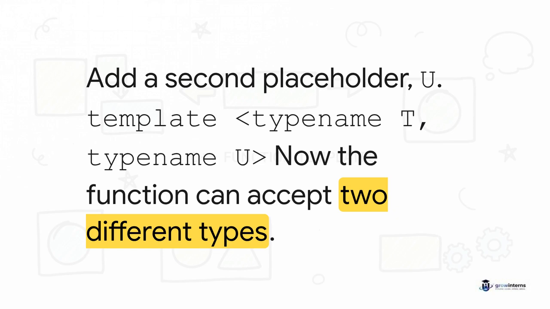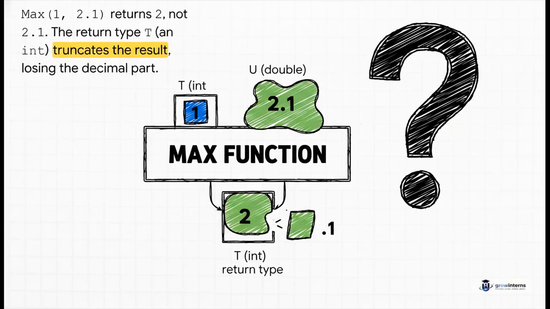Simple, right? Well, maybe not quite. There's a catch. And here's the catch. This creates a really subtle but important problem. Look at the return type. It's still hard-coded to be T. So if we call our max function with an integer first, T becomes int. So when the function tries to return the larger value, 2.1, it gets forced back into an integer, which is 2. We're actually losing data, and that's a big no-no.